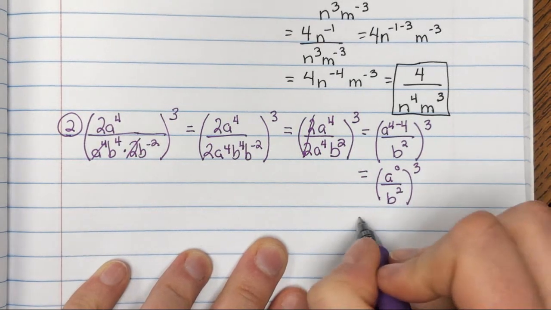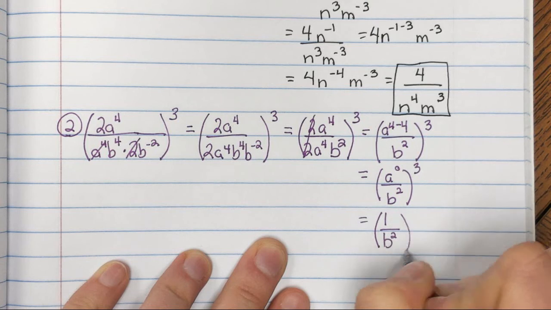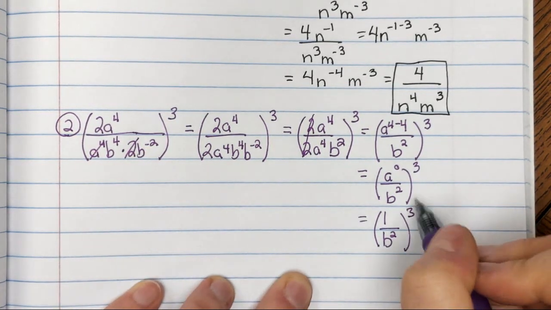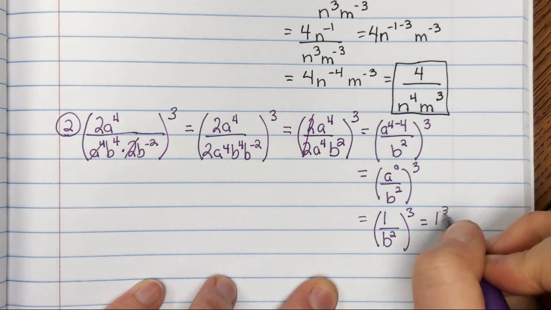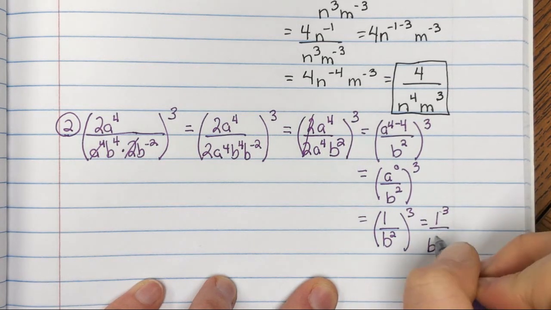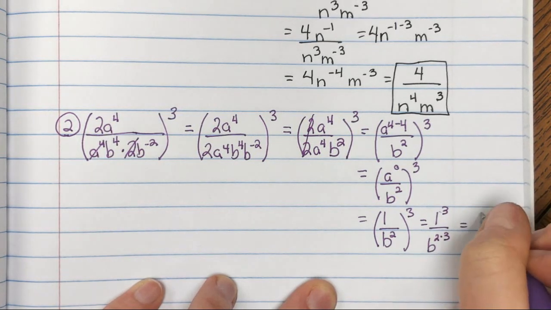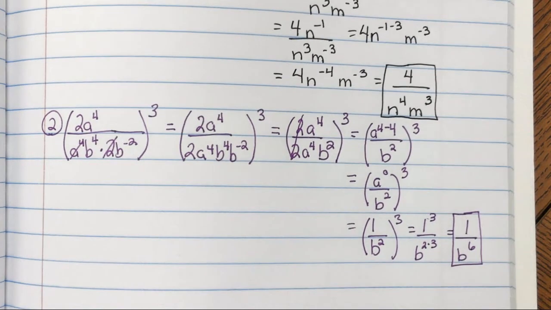A to the 0 power we know is 1 over b to the 2nd power, all raised to the 3rd power. And I can distribute the exponent on the outside. So that's going to be 1 to the 3rd power over b to the 2 times 3 power. And all the way down, that's going to be 1 over b to the 6th. Again, really important to show every single step.